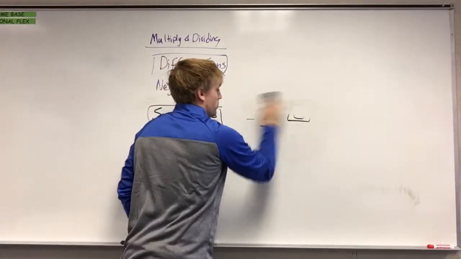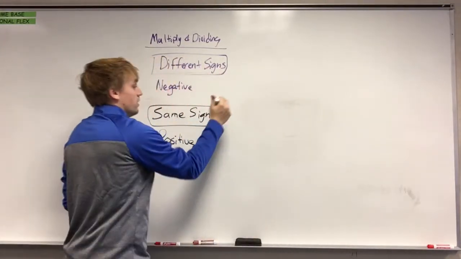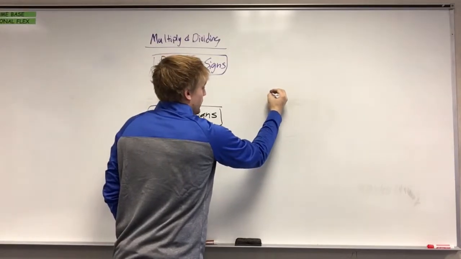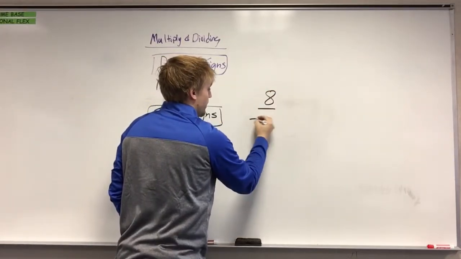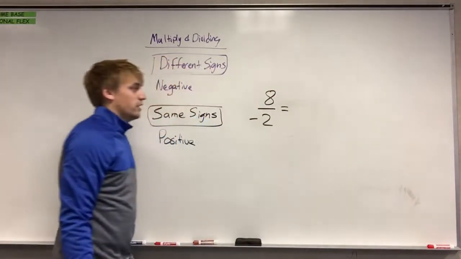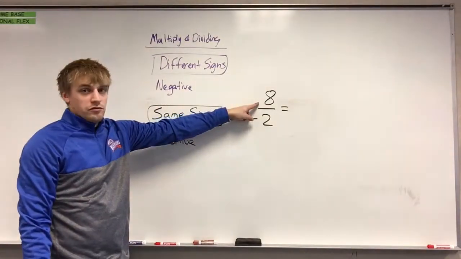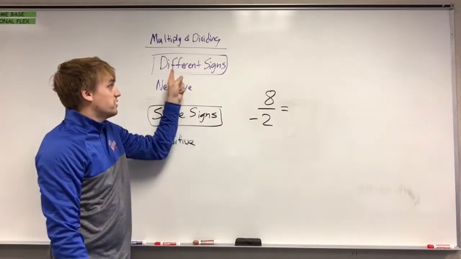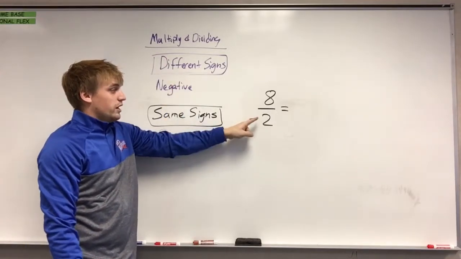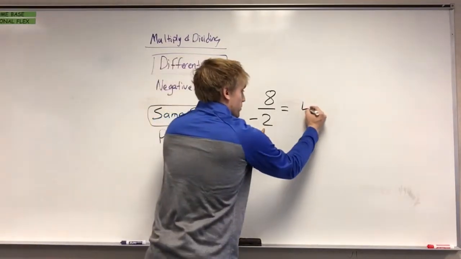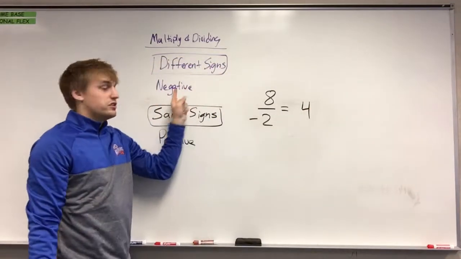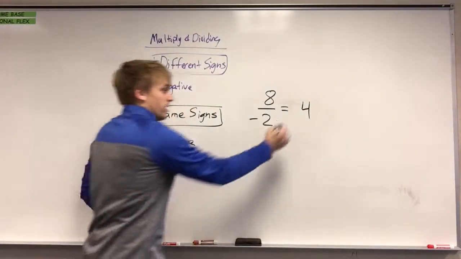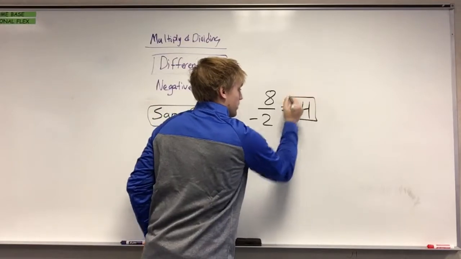All right, let's try one more. Let's do dividing again. Let's say that it was 8 divided by negative 2. 8 is positive, 2 is negative, which means the signs are different. So 8 divided by 2 is 4. And since the signs are different, the answer is negative.